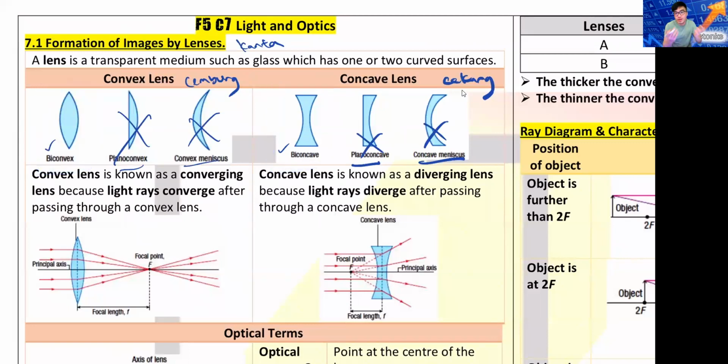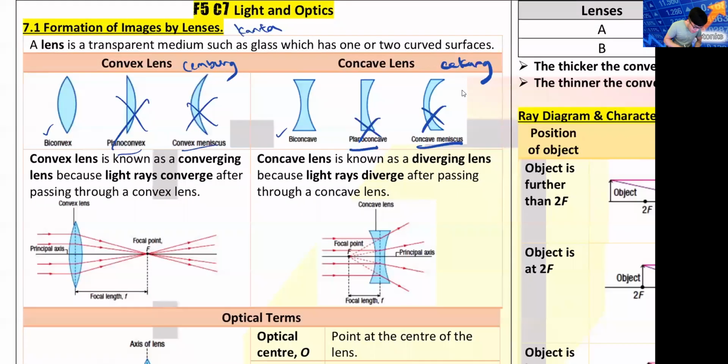Biconcave and biconvex. Quick way to memorize this, because many people are still having difficulty. They get very confused: is concave going in or out? Very easy. You look at concave, cave. What is cave? Cave is gua, right? You go into a cave, so you go in. So the lens goes in lah. When you have a lens going in, it's like a gua. So concave. That's how I memorize.